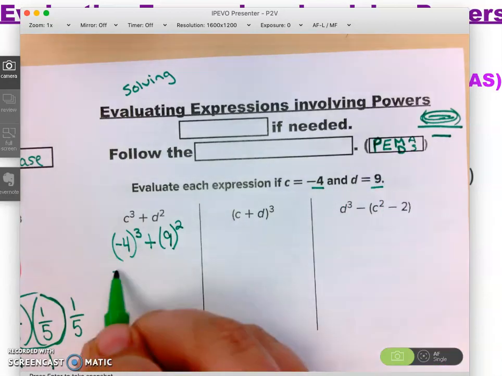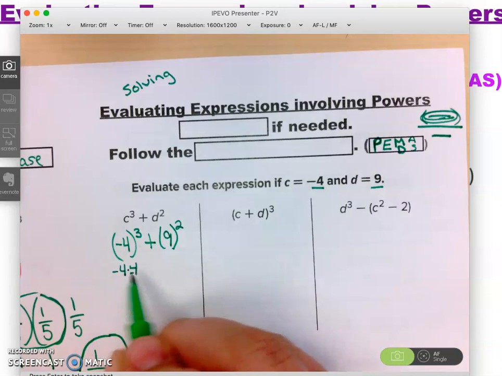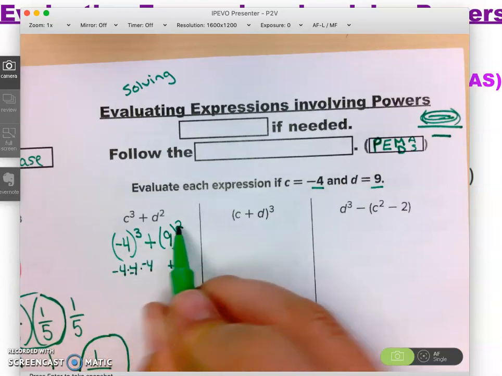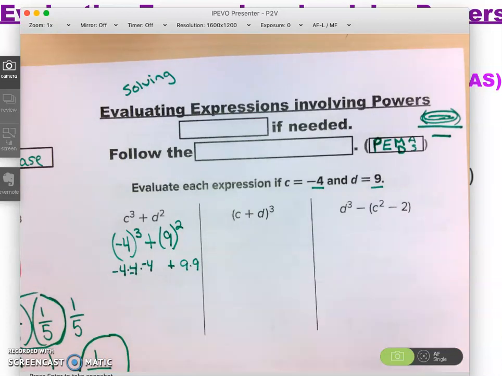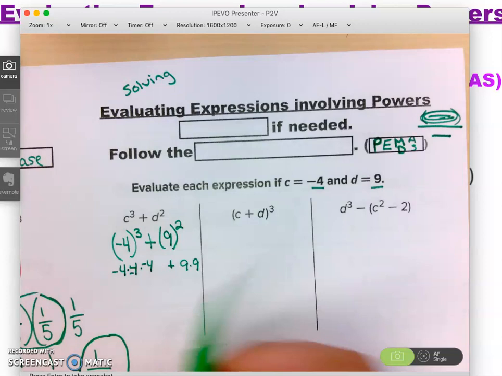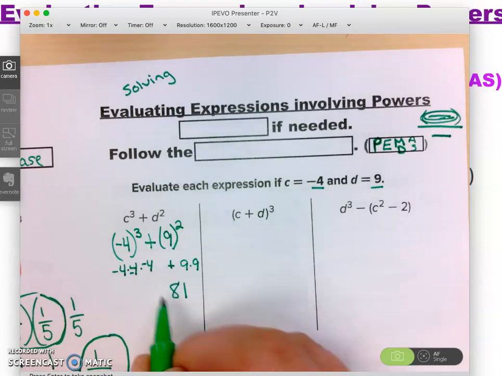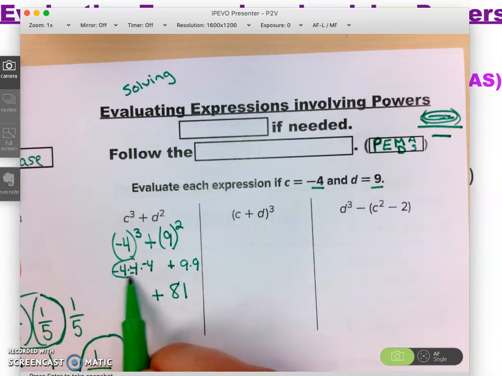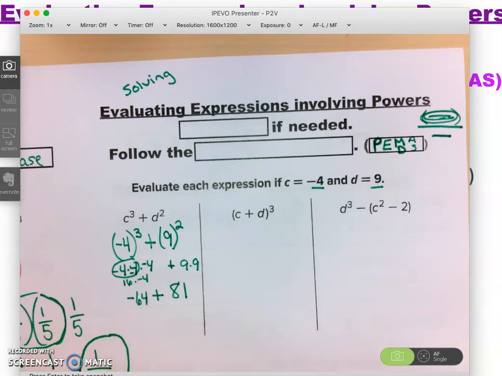So -4 times -4 times -4. Then I want to add 9 times 9. So I need to figure out what 9 times 9 is. 9 times 9 is 81. And I need to add it to -4 times -4, which is a positive 16, and then times a -4. Remember, a positive times a negative is a negative 64.